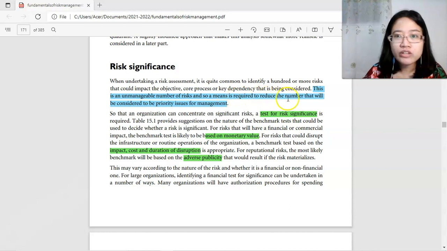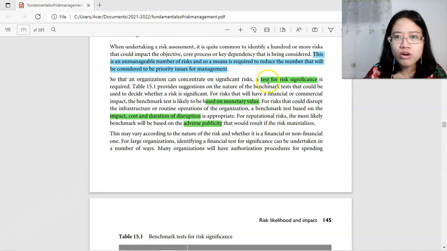So, a means is required to reduce the number that will be considered to be priority issues for management. Yung hanggang maging 10 to 20 na lang sila. Okay? So, yan. Nagkakaroon tayo ng test for risk significance. Okay? Normally based on monetary value siya, kung dun sa part ng impact, magkano kaya ang magagastos ng company kapag nag-materialize itong risk na ito. It's either magkano yung magagastos ng company or magkano yung mawawala sa company through, let's say, loss of sales.